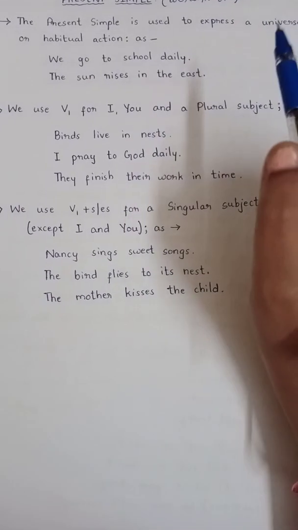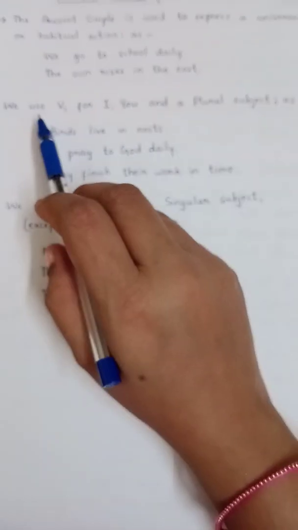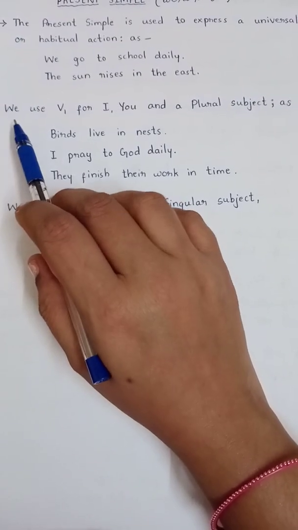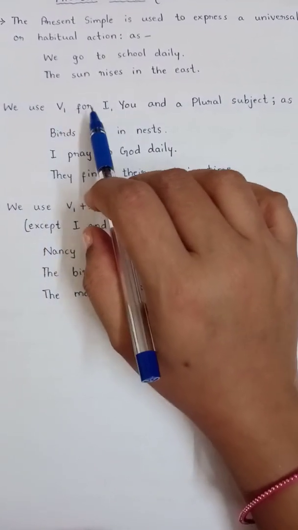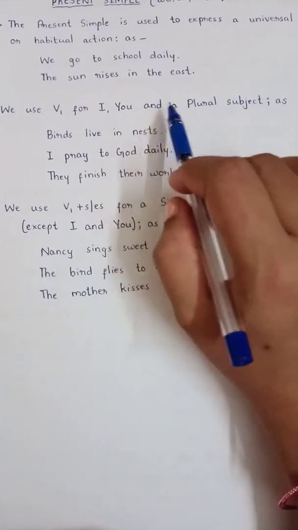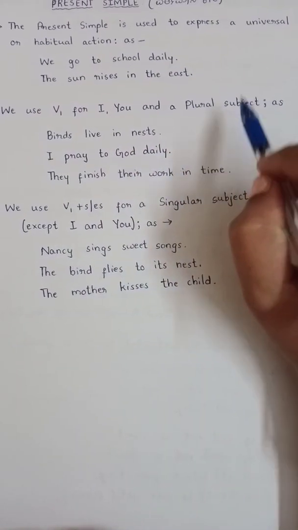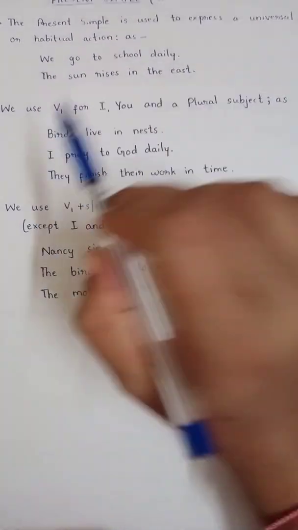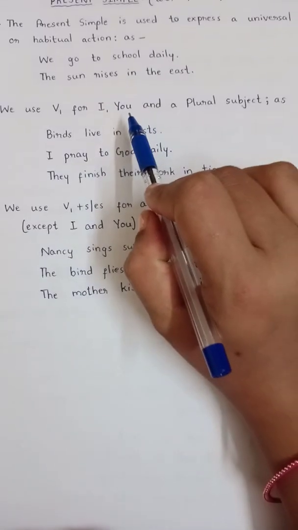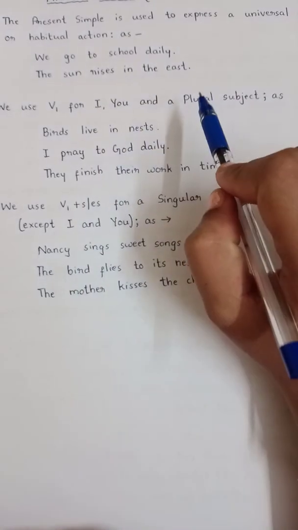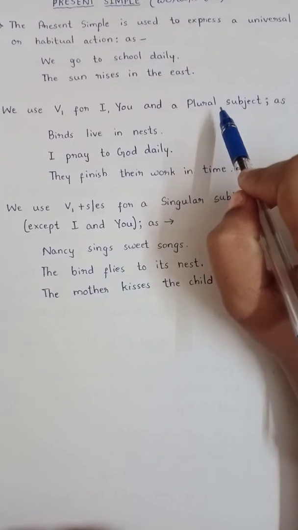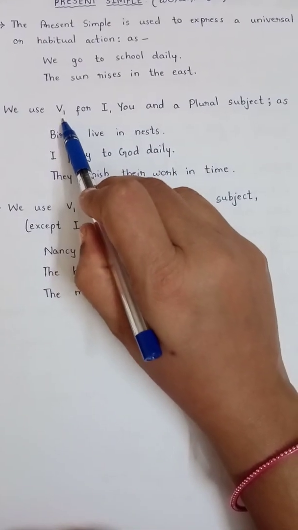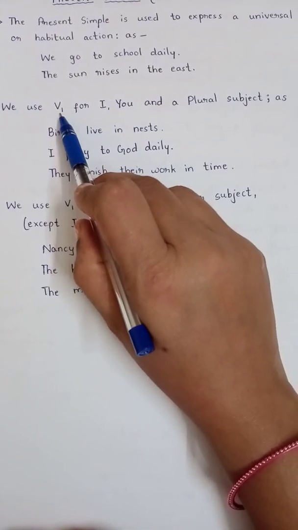So in present simple, as you all know, we use V1 for I, you and a plural subject. In the subject, when there is I and when there is you, and if the subject is a plural, then what we will use? We will use only the V1 form of the verb.